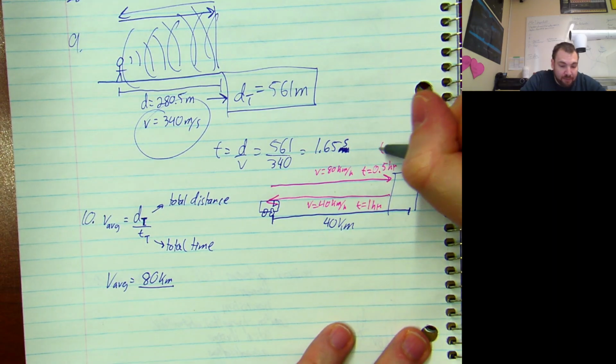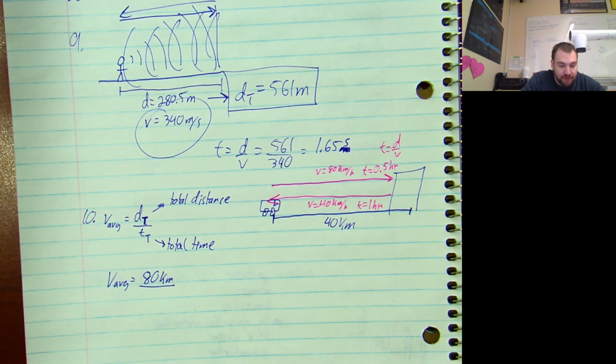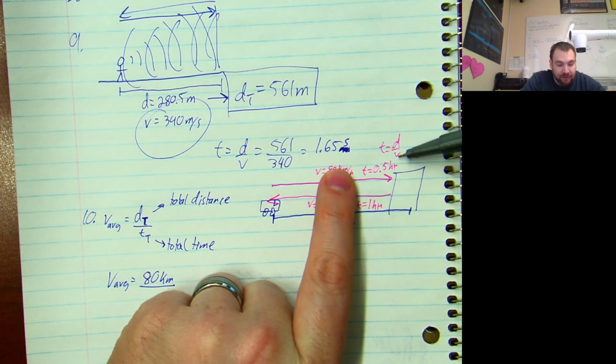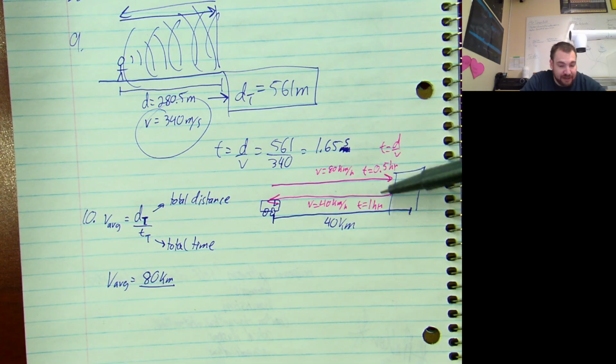I'm pretty sure Connor did this in his head. T equals D over V. So 40 kilometers divided by 80 kilometers per hour. 40 divided by 80, that's a half. And then 40 divided by 40 is 1. And the time's going to be in hours.